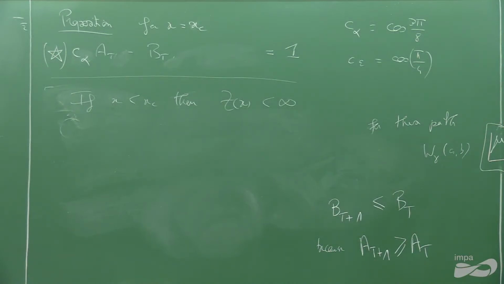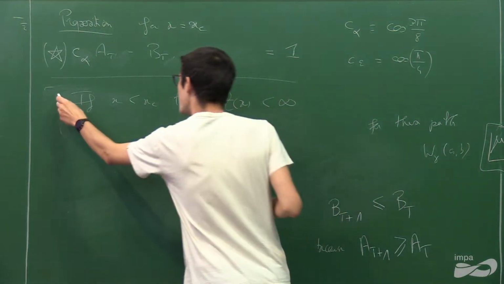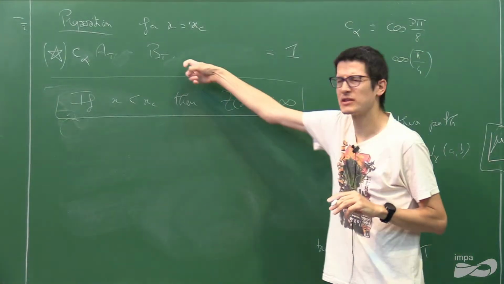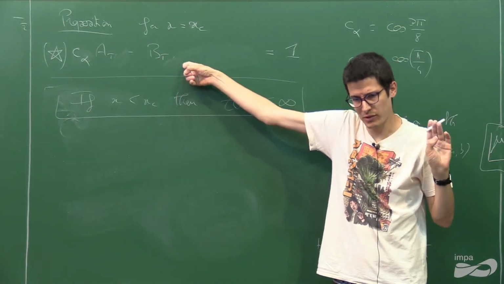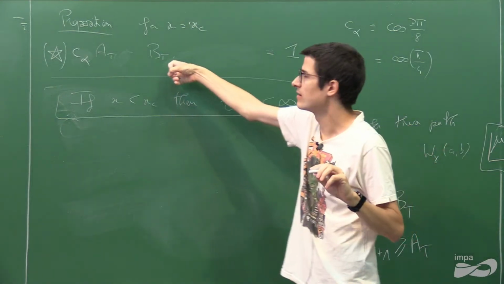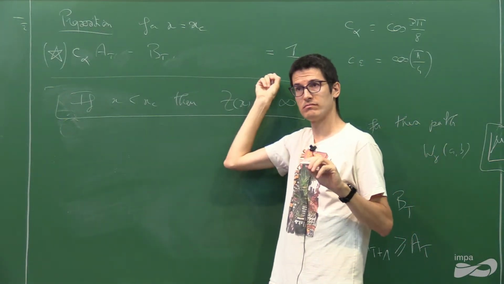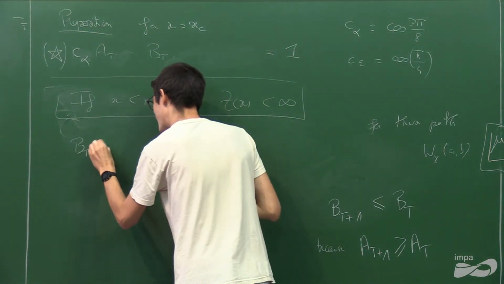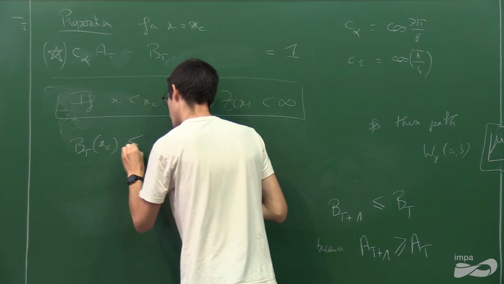Okay, so now let us try to prove this. And we are still going to use this, but in a very weak manner. What we have from this is that BT is smaller than 1. So what we have is that BT of XC is smaller than 1.